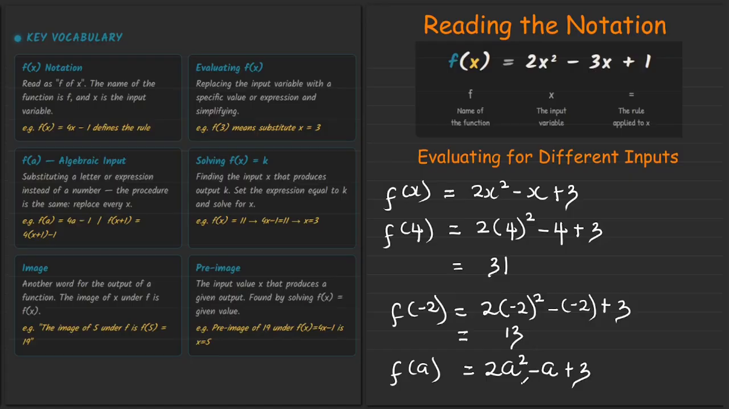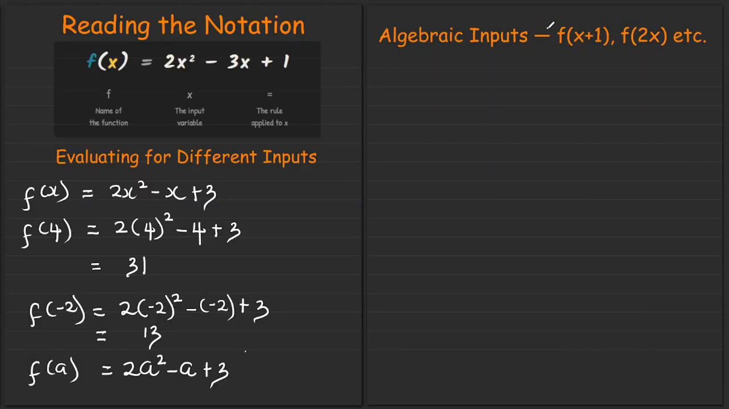Now, there are special cases where we actually have algebraic inputs. For an algebraic input, what we mean is it is not just one letter nor a number, but rather we have an algebraic expression in place of our input. It is very simple. You still have to replace every occurrence of x by the input you have. So as an example, let's take a function f of x, which is defined by 3x minus 2.